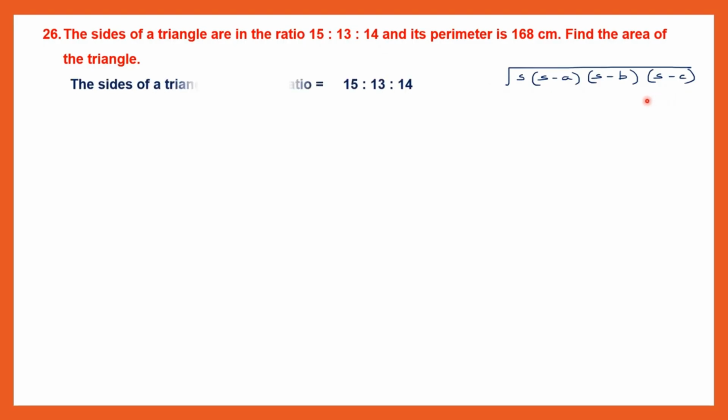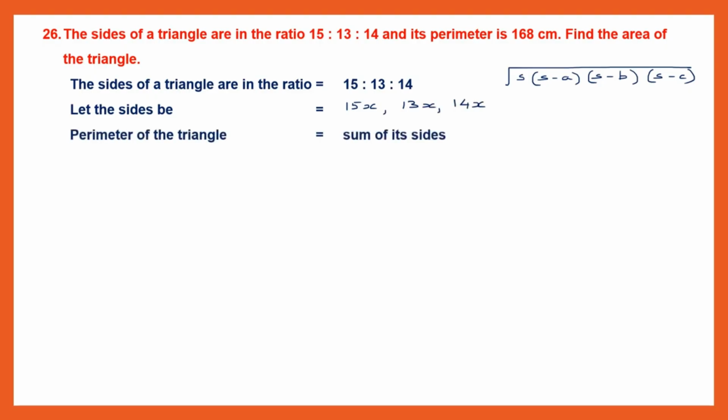So let's begin. The sides of a triangle, the ratio is given. So that means let one side be 15x, the second side be 13x, and the third side be 14x. So now we have the sides. Now, perimeter of the triangle is the sum of its sides. If you have to find the perimeter of any figure, you just have to add up all the sides. So here it's a triangle, so add up all three sides of the triangle. So that will be 15x plus 13x plus 14x. And here perimeter is already given to us in the question as 168 centimeters.